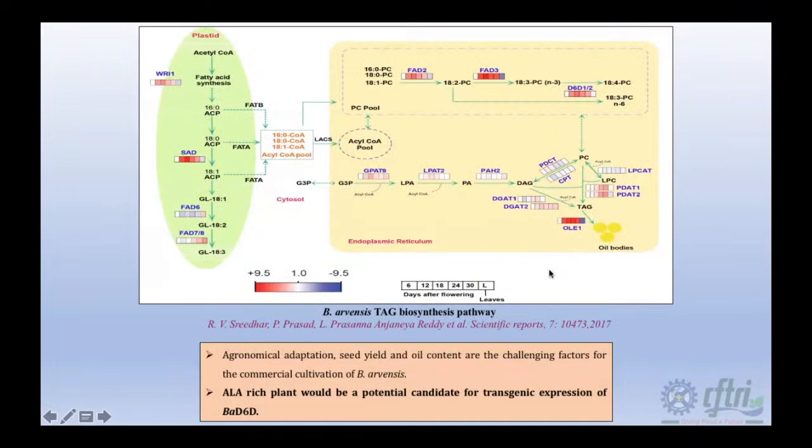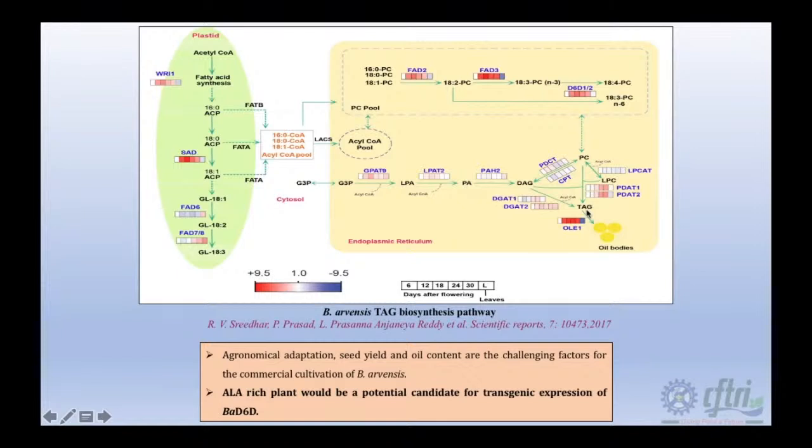By transcriptome analysis, we elucidated the key genes involved in the TAG biosynthesis pathway. They are FAD2, fatty acid desaturase 2, 3, and delta 6 desaturase 1, which are involved in the synthesis of short chain omega-3 fatty acids, and diacylglycerol acyltransferases and phospholipid diacylglycerol acyltransferases. These help in enriching the TAGs with short chain PUFAs, and finally, oleosin helps in the formation of oil bodies rich in this TAG.